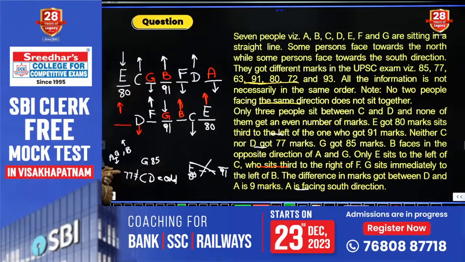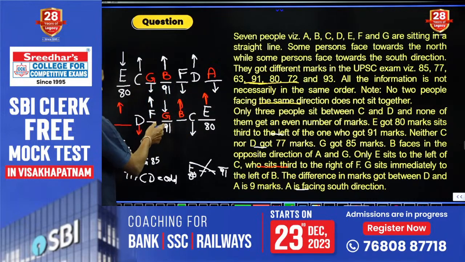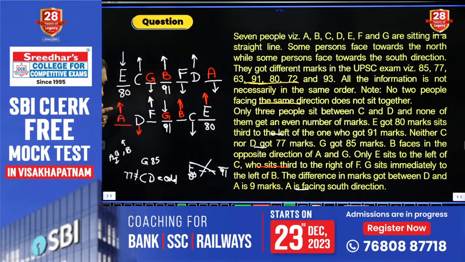And at the same time, these 2 persons, A and G, are facing towards south. So A is south, G is also south. Here G is south, so A has to come here. If A comes here, A would be facing north, but we need A to be facing south. Therefore this condition, this case, is completely ruled out. Clear? Look, we took the possibilities, and finally with one statement this condition got invalid.